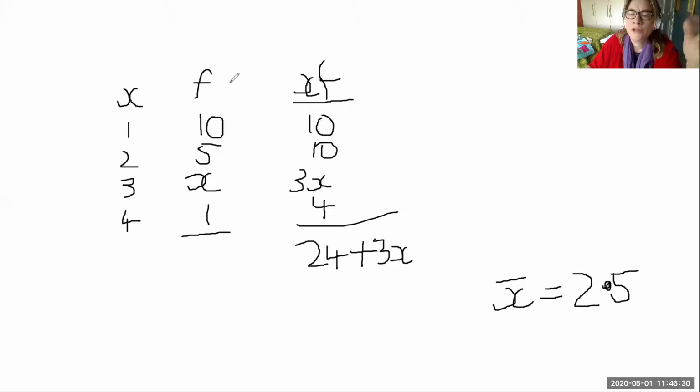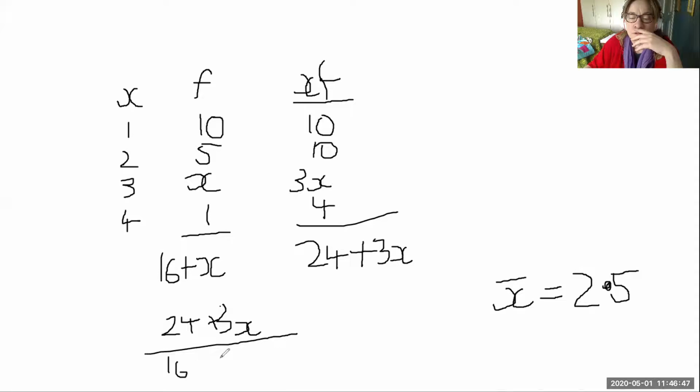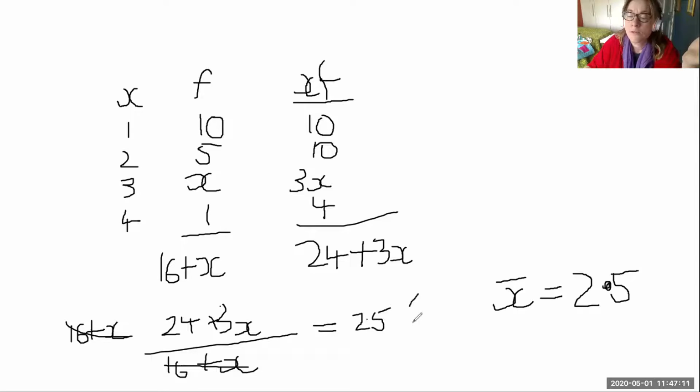Okay. Then we have to add this up. This is 16 plus x. And we know that 24 plus 3x divided by 16 plus x is the mean, which is 2.5. So I'm just going to use algebra. So I have to multiply both sides by 16 plus x to get rid of it there. So that cancels with that, but I have to multiply 2.5 by 16 plus x as well.